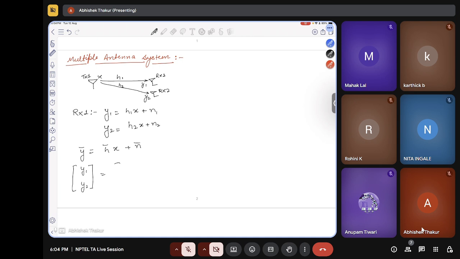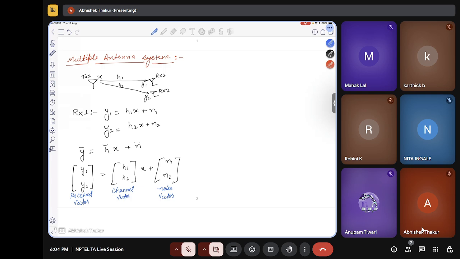We can write it in matrix form like this: Y equals H1, H2 times x plus the noise vector, that is n1 and n2. The first one is the received vector, the second one is the channel vector, and the third one is the noise vector.